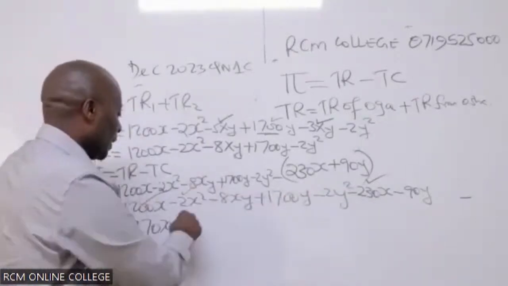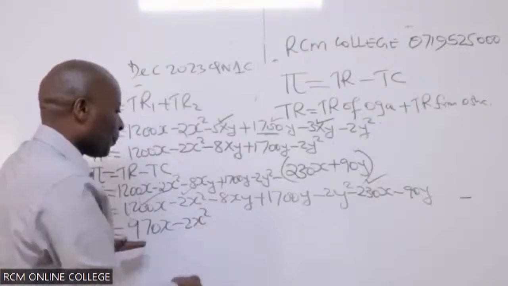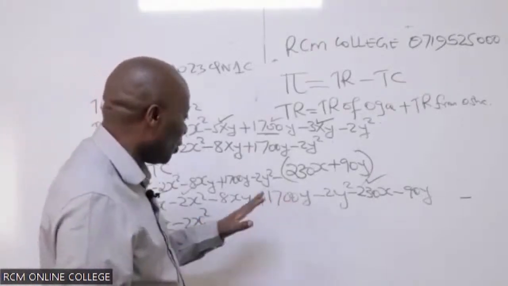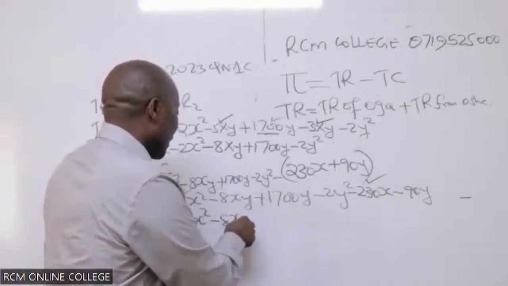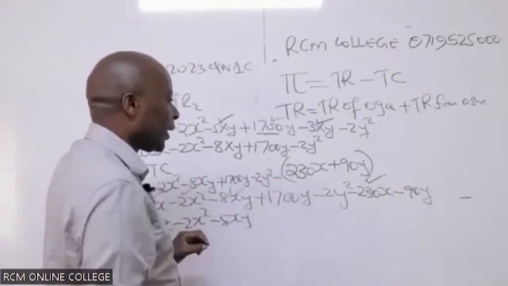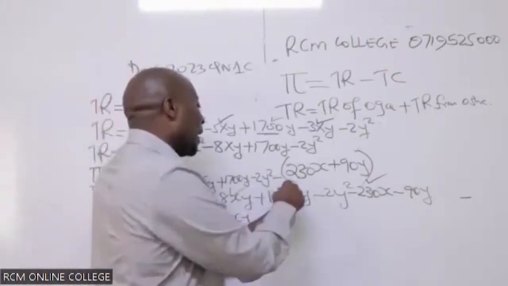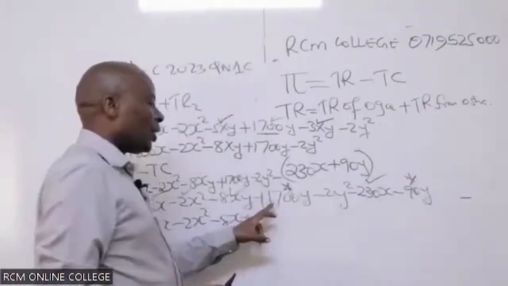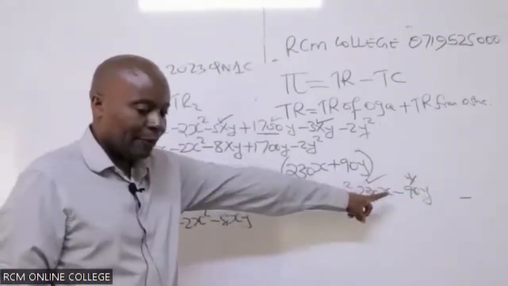So minus 2x squared doesn't have any like term, so you simply take it and bring it with a sign. And then we have minus 8xy. Do we have another xy? No. So I bring it here, minus 8xy. I put a tick like that. But this 1700 has a like term. It is a like term to this. So it will be 1700 minus 90.